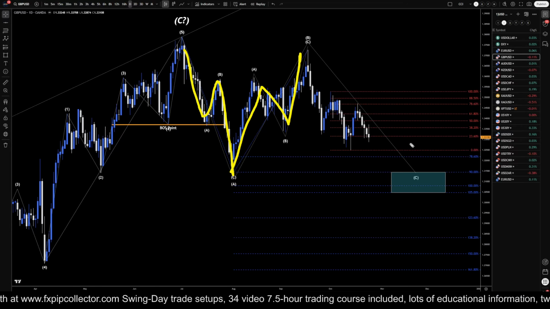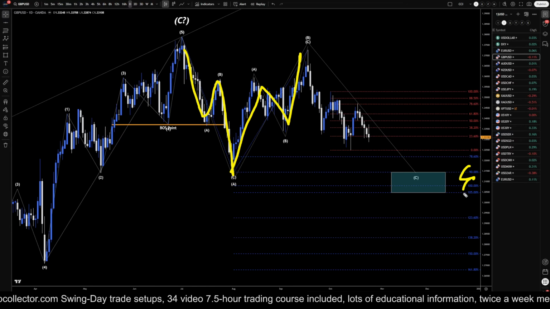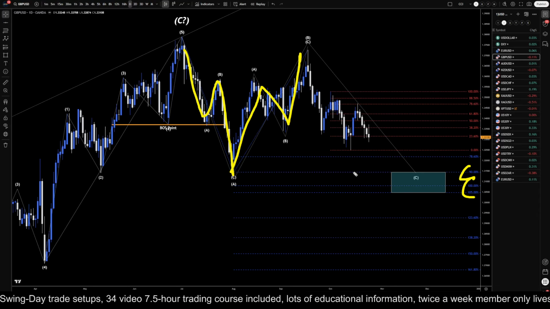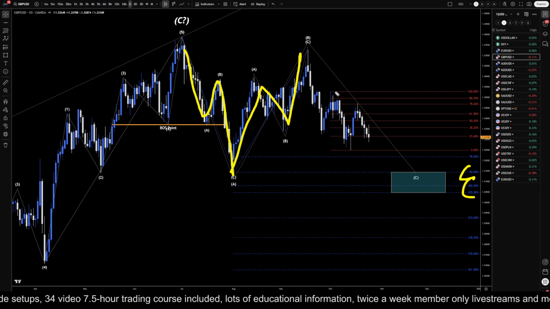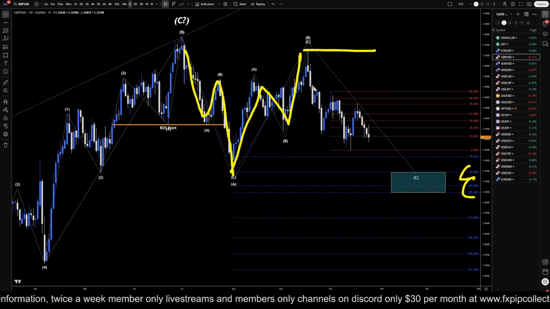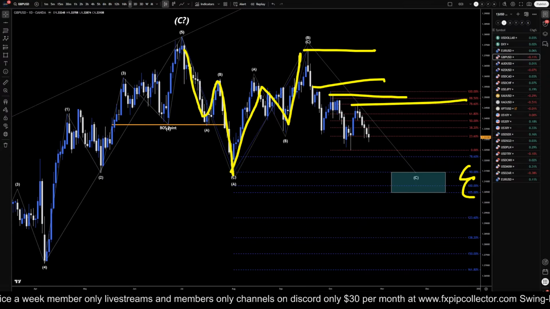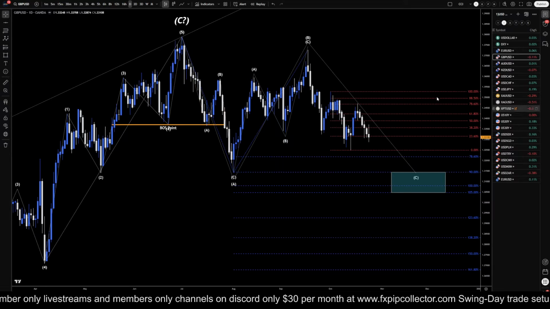Now, if this is a flat, then I would be targeting the 90 to 105% for the end of this flat. It is a little overlapping. A flat is supposed to be an impulsive move on the wave C, like 5 waves, but it could even turn into a WXY pattern and still possibly be a flat. Either way, the daily time frame is lower high, lower high, lower high, lower high. The trend is down, and the trend is definitely our friend.